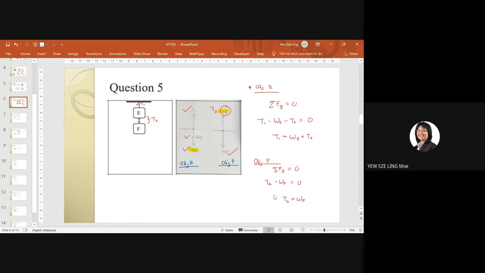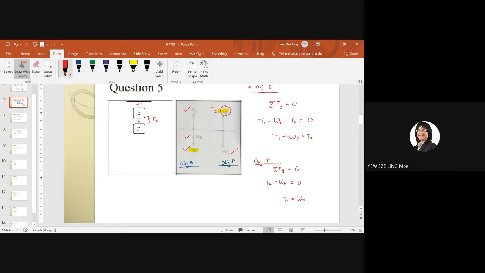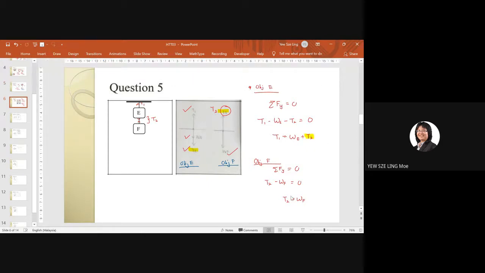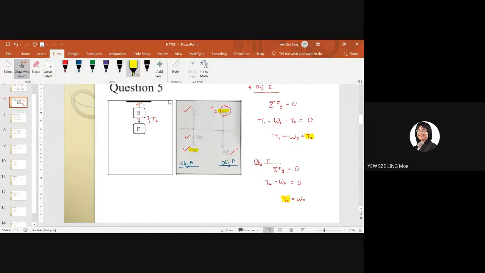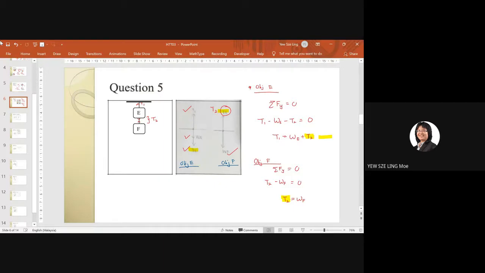The next step is you need to think how to join these two equations together. Apparently, the terms in the equations for object E and object F both have one same variable, which is your T2. So T2 is the term that you can use to do a simultaneous equation. So what do I have here? Now I have equation 1, and then I have equation 2.